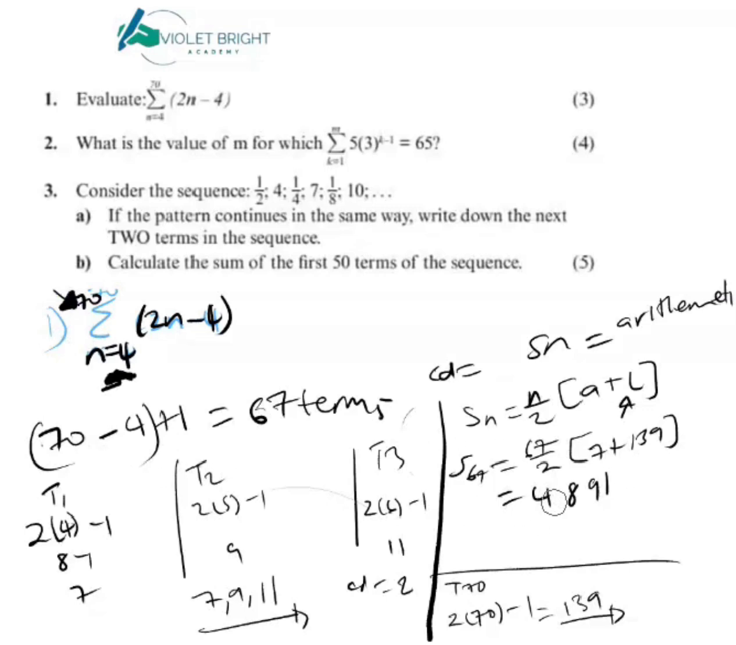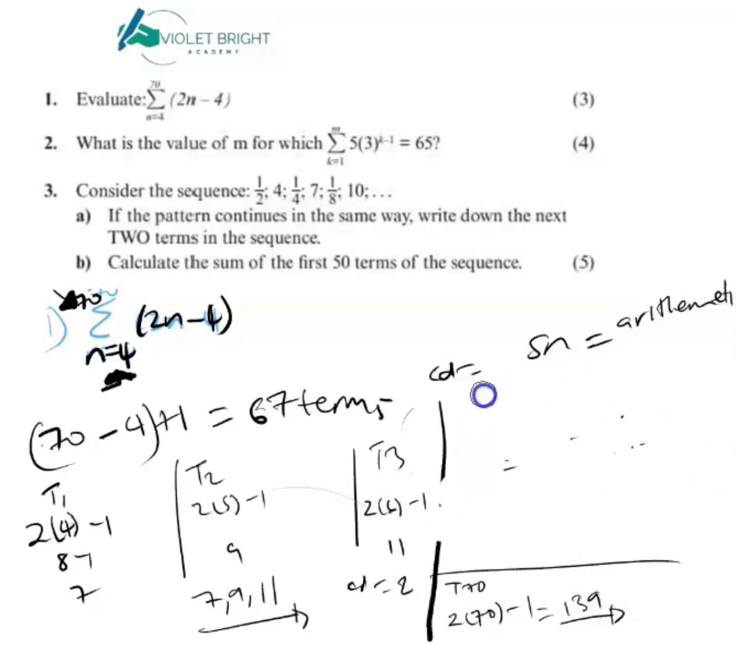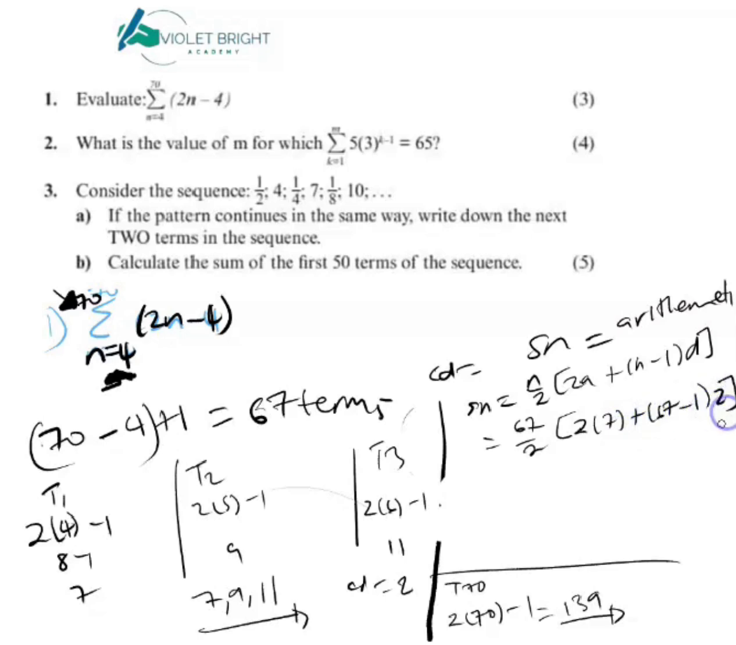Let's try to use it. Erase this. So still remember, it's Sn equals n over 2 times 2a plus n minus 1 d. So 67 over 2, it's 2 times 7 plus 67, remember, 67 minus 1 times 2 here. So you can punch everything here in the calculator, it will still give you the same answer.